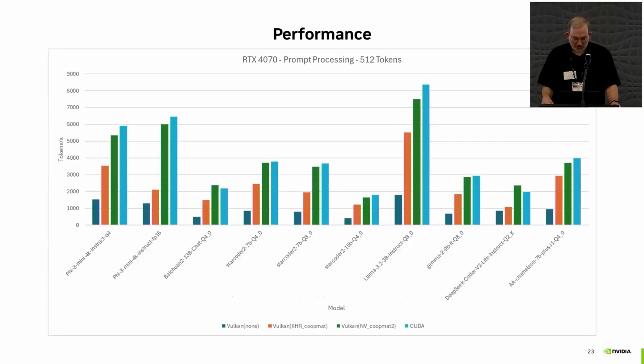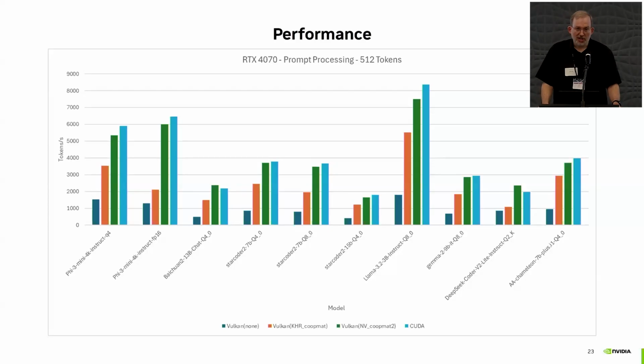All right, so performance results. This is from running Llama Bench across a variety of models. If you can read them, the names are at the bottom. This slide is showing prompt processing with 512 tokens. This is one of their standard benchmarks. And prompt processing is the operation that uses the matrix multiplies. This is the one that benefits from cooperative matrix.